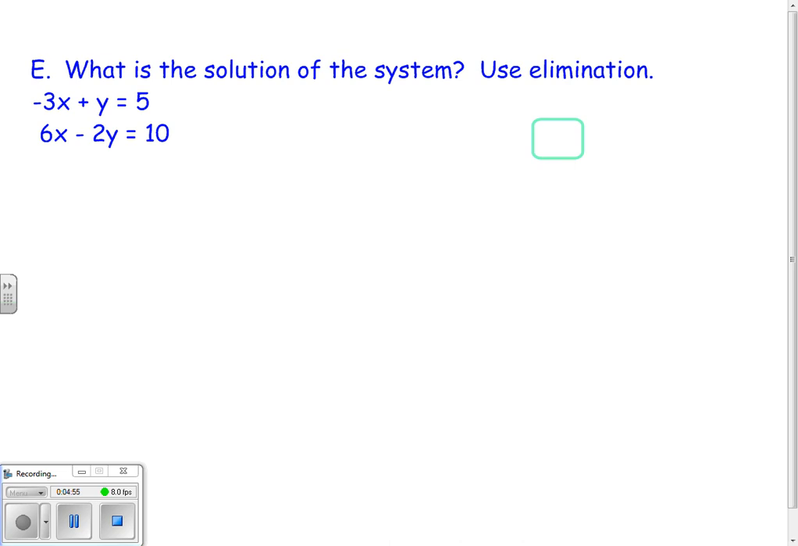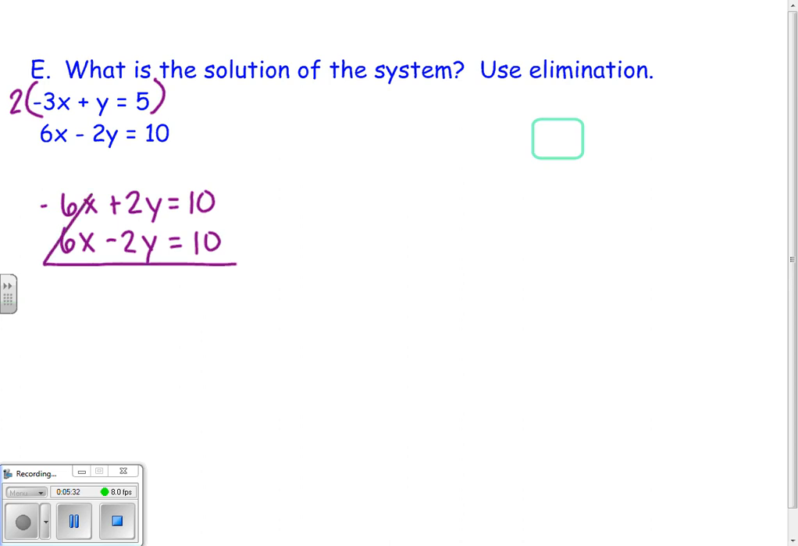So here, things are going to get a lot trickier than what we're used to. If you take a look at letter E, they want the solution to the system and they want us to use elimination. When you look at them, neither of those variables is more advantageous than the other. So I'm just going to choose the y variables, whatever choice you want. In order to get them to cancel, one's positive and one's negative already, I'm going to take the top equation and multiply it by 2. So my new top equation becomes negative 6x plus 2y equals 10. My bottom equation is 6x minus 2y equals 10.